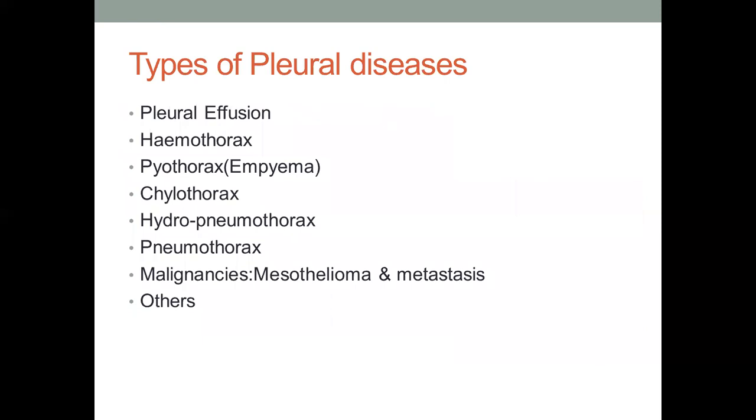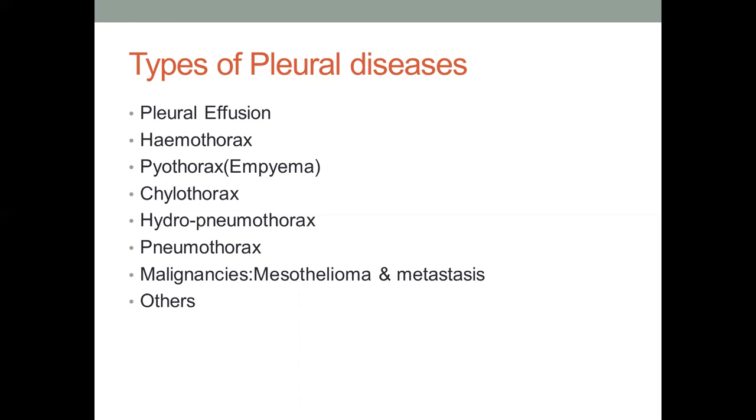These are the types of pleural diseases, which is pleural effusion. When fluid comes in pleural space, that is called pleural effusion. When blood comes in pleural space, that is hemothorax. And when pus comes to the pleural space, that is pyothorax or empyema. Pus in the pleural space is called empyema. When chyle comes due to any reason in the pleural space, that is called chylothorax.